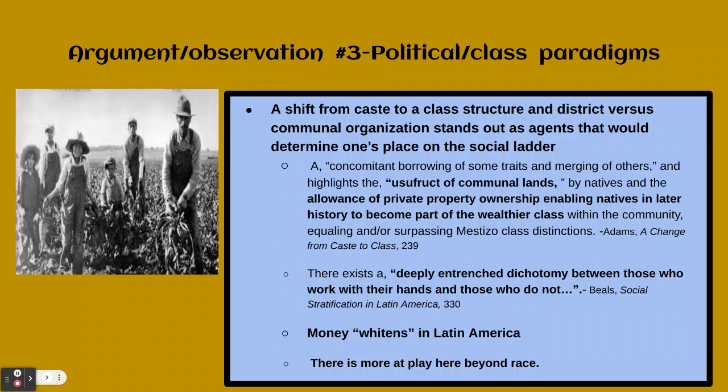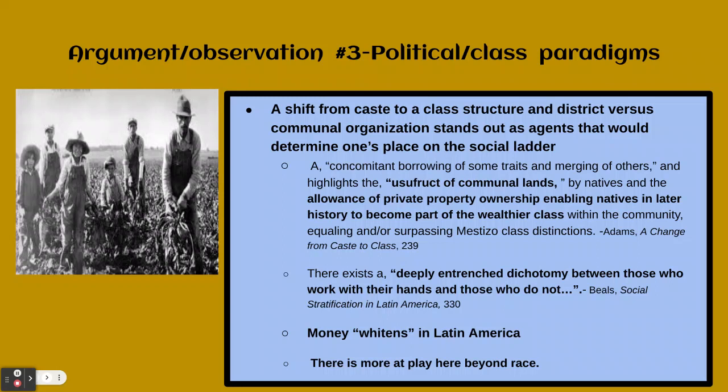Moving on to the third point I make in this paper, political or class paradigms. A shift from caste to class seems to be happening in Latin America. And also in a study I read on a Peruvian village, district versus communal organization stand out as agents that would determine one's place, and then kind of a merging of those two, if you will. Again, back to Richard Adams in his State Department study of the Peruvian village. Usufruct of communal lands by natives, and the allowance of private property ownership later in their history, enables natives in later history to become a part of the wealthier class. So we do see fluidity there.